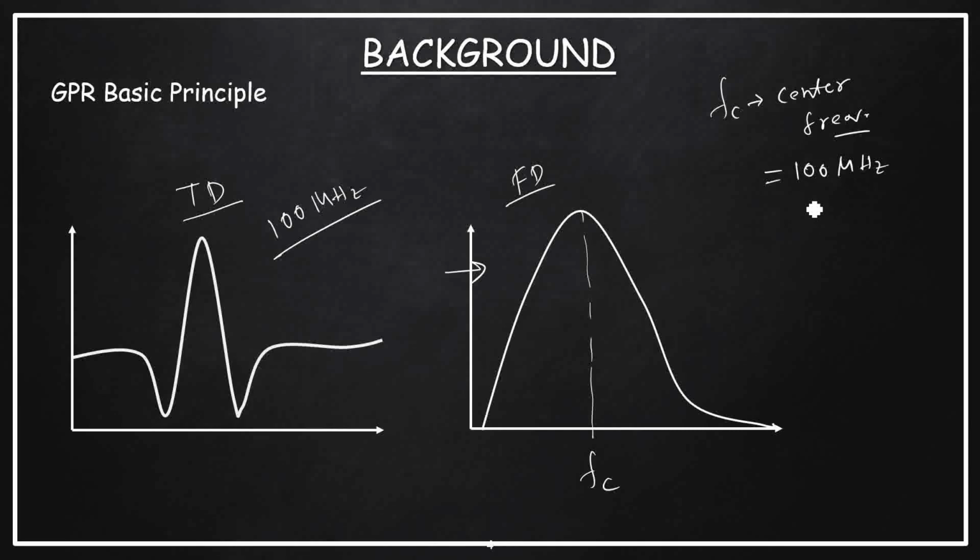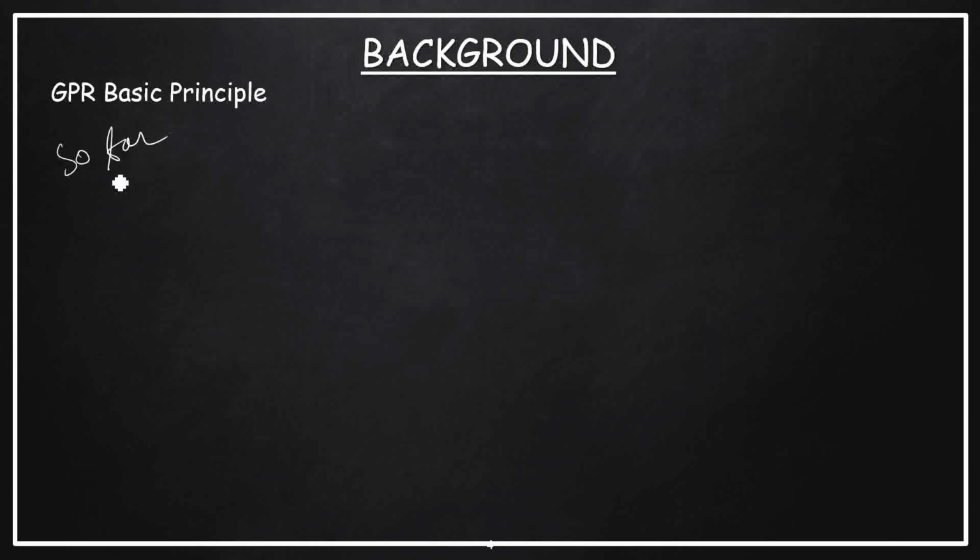But in practical, it will be plus minus 10 nanosecond. That means it will be plus minus. If you want to replace the time with frequency, it will give you 10 to the power 8 hertz. So far, I have explained how the waveforms look in the time domain or in the frequency domain. Now I'll be discussing another thing based on this GPR basic principle.